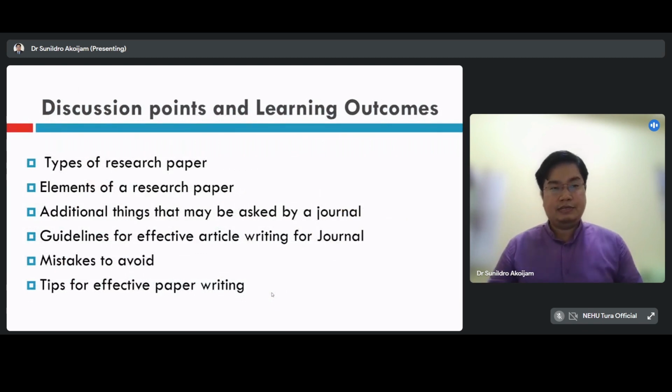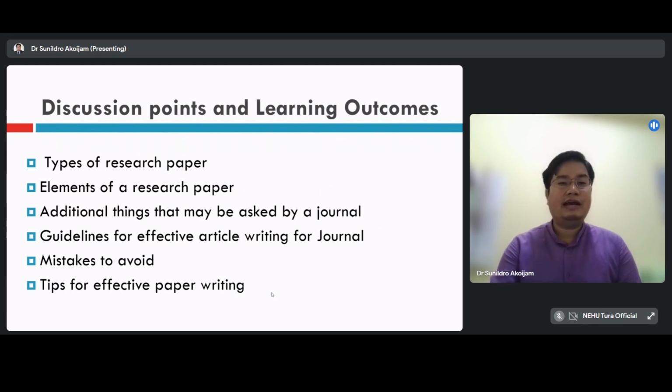Before proceeding with the session, let me give you some of the discussion points and learning outcomes. These are the things that I'm going to discuss throughout this entire session. The first one, I'll discuss the types of research paper, and then I'll discuss the elements of a research paper, and then I will also speak on the additional things that may be asked by a journal. Next, I will also discuss guidelines for effective article writing for journals, and then the mistakes to avoid while writing a research paper.